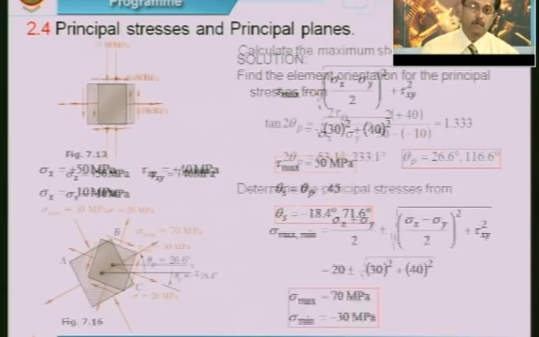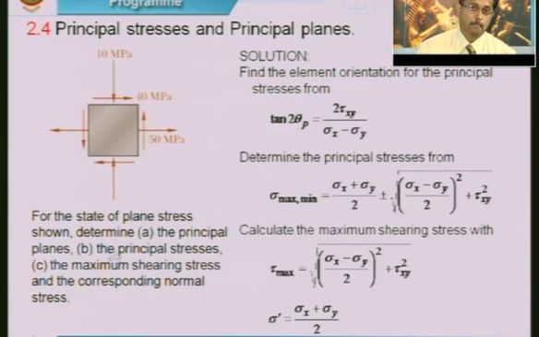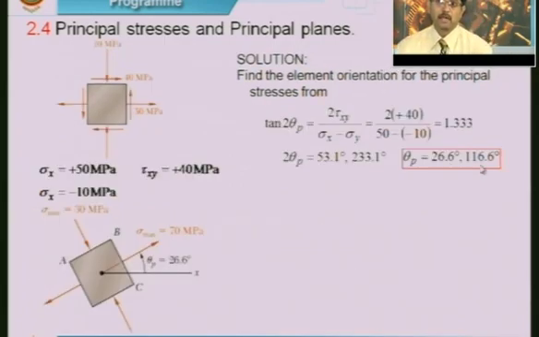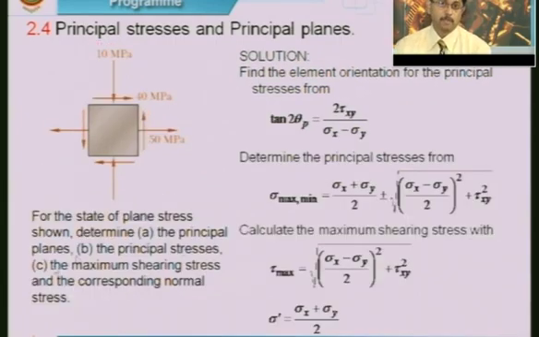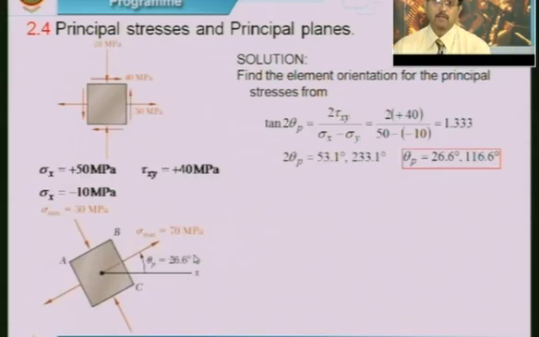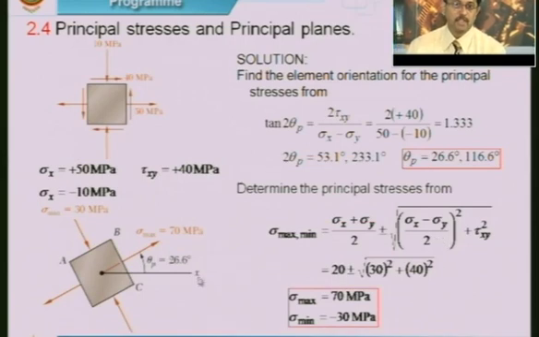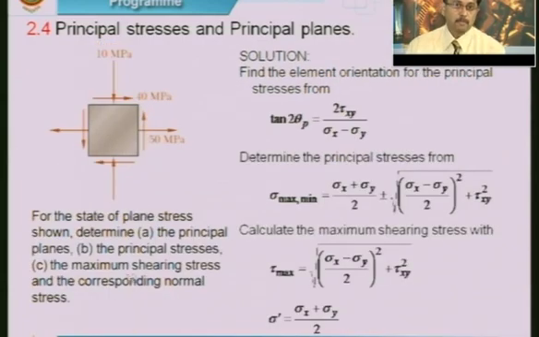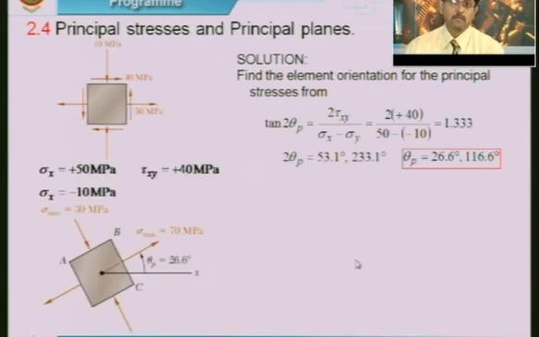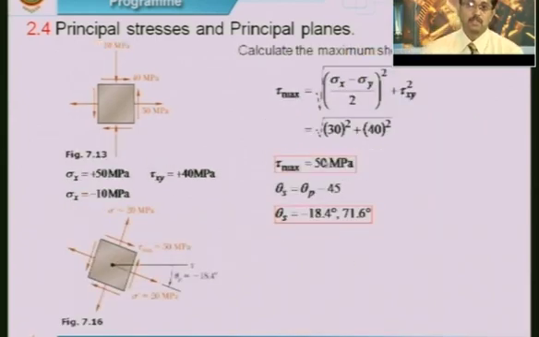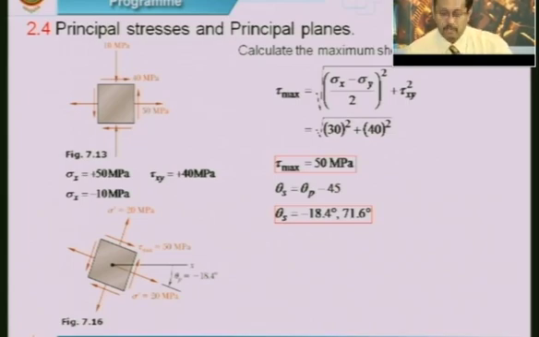Okay. So, we have solved all the required ones. Principal planes, we got as 26.6 and 116.6. Principal stresses, we got as 70 and minus 30 on these planes, which we have derived. Then the maximum shearing stress and the corresponding normal stress, we have got from here. The maximum shearing stress is 50 and the corresponding planes are given by these values, minus 18.4 and 71.6.